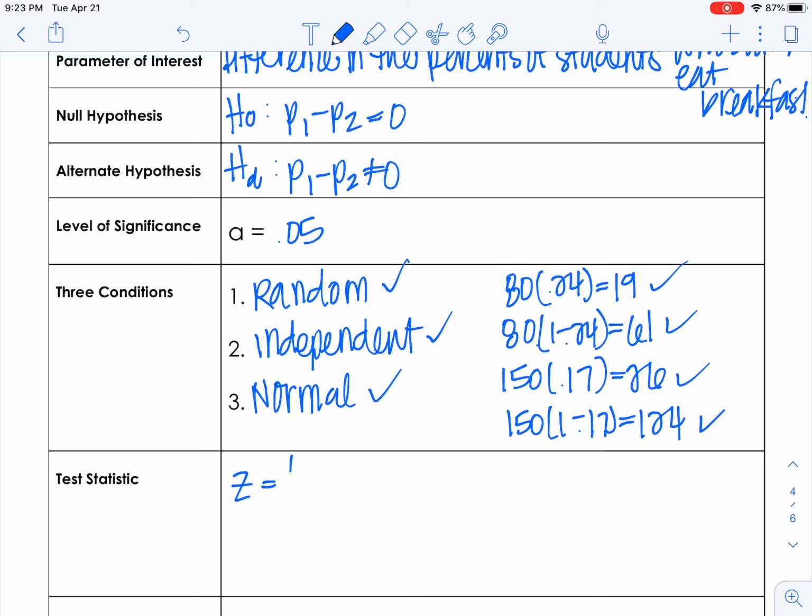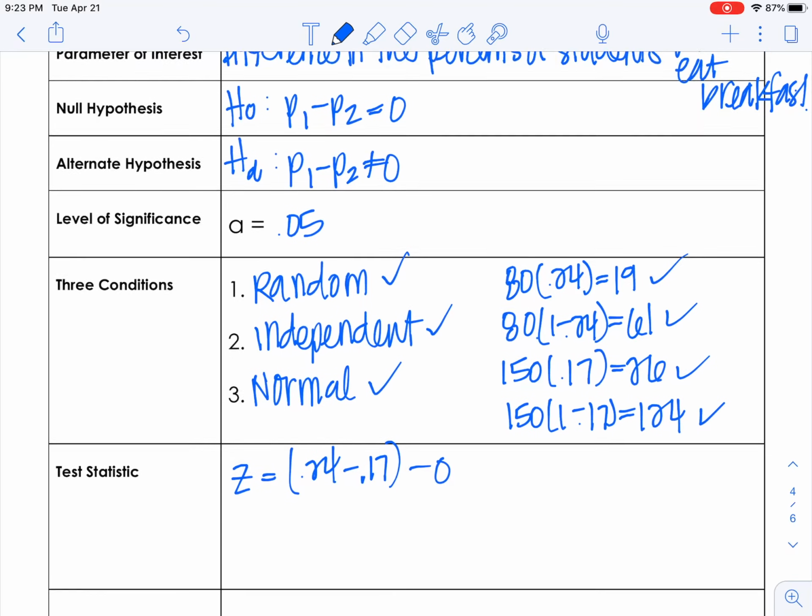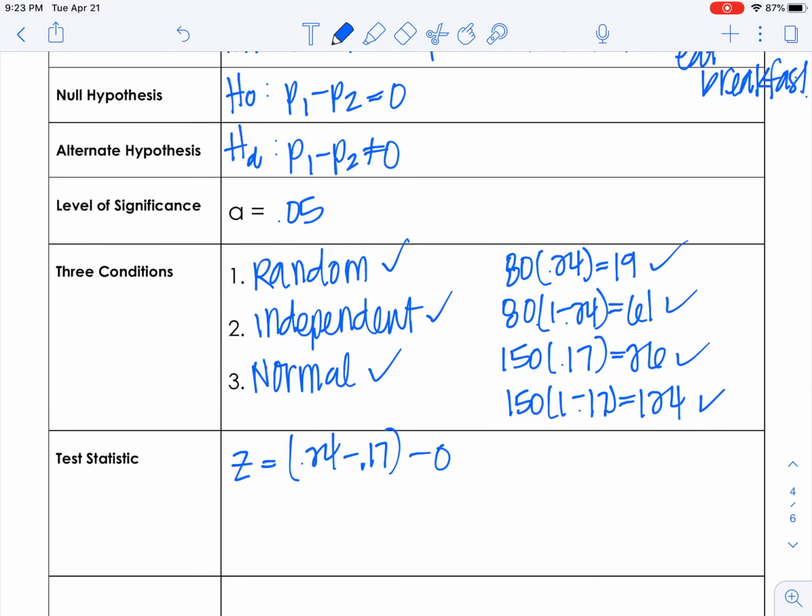So the first thing you do is you take the difference in your percents, P1 minus P2, and you subtract that assumed value for your difference, which is always 0. So this thing right here, this minus 0, that's really optional. It's not going to change anything. So you might at some point see me not write it. That would just be because it's always minus 0, so it doesn't impact it.